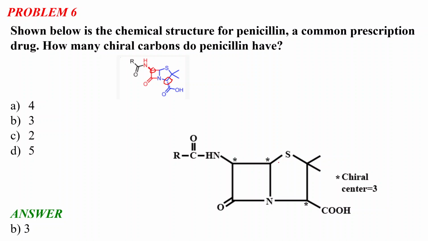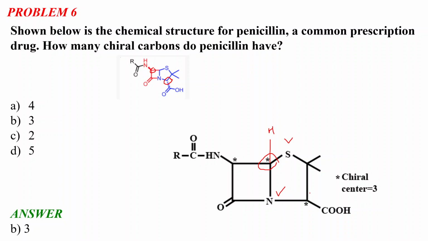Now this is also a chiral center. If you look at this carbon, it is bonded with 4 different groups. The first bond is with sulfur, the second with nitrogen, the third with carbon, and the fourth bond, which is not shown here, is hydrogen, which is not drawn. So there is a hydrogen present, and this carbon is also chiral.